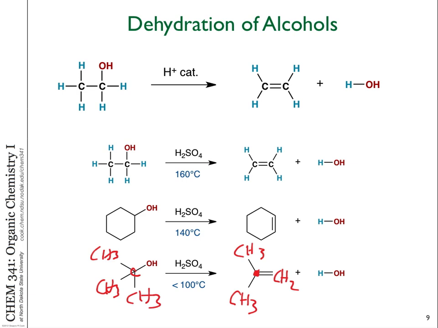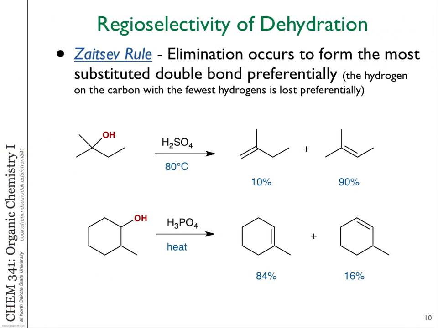Okay, so there are some similarities to our substitution mechanism. Most likely the first step is protonation of the alcohol followed by formation of a carbocation. Okay, and that would explain that trend. There are some other aspects to this reaction.